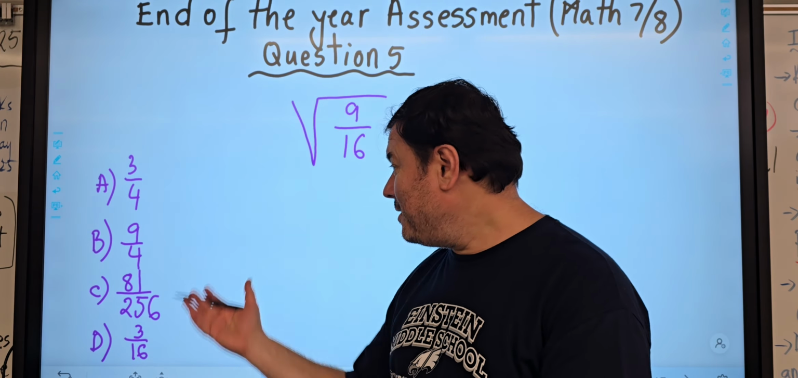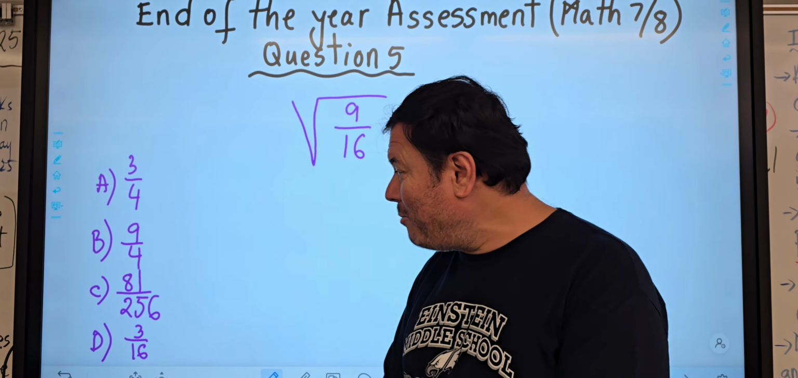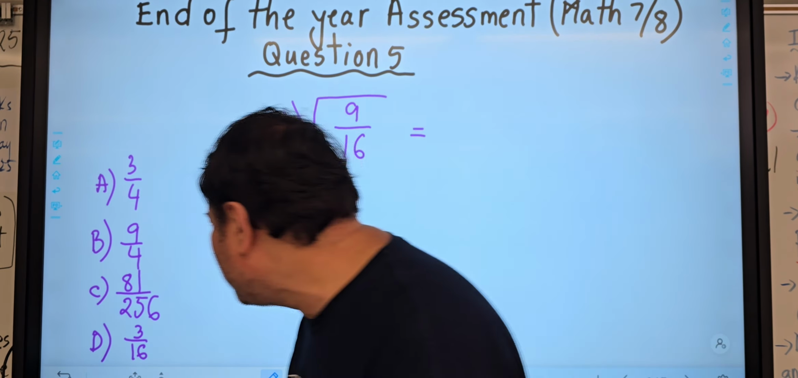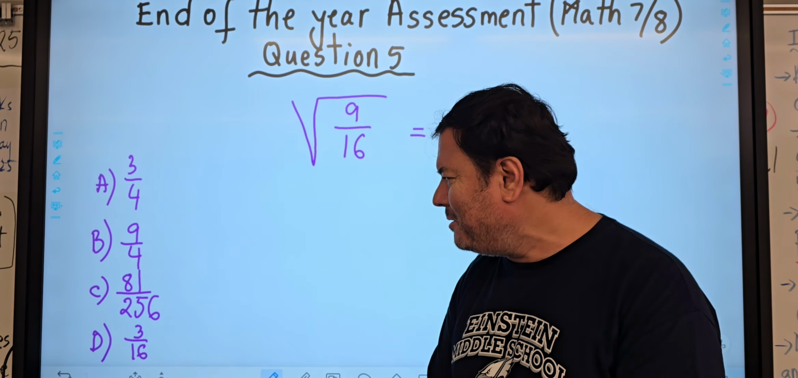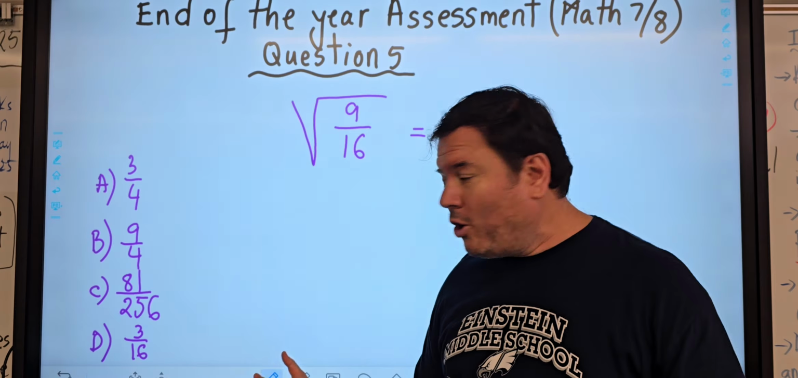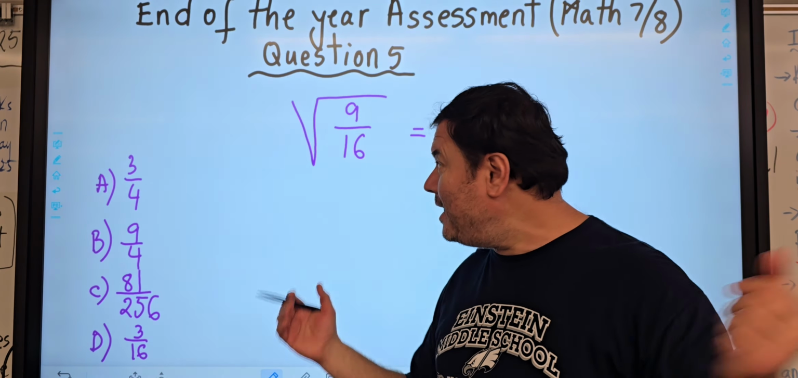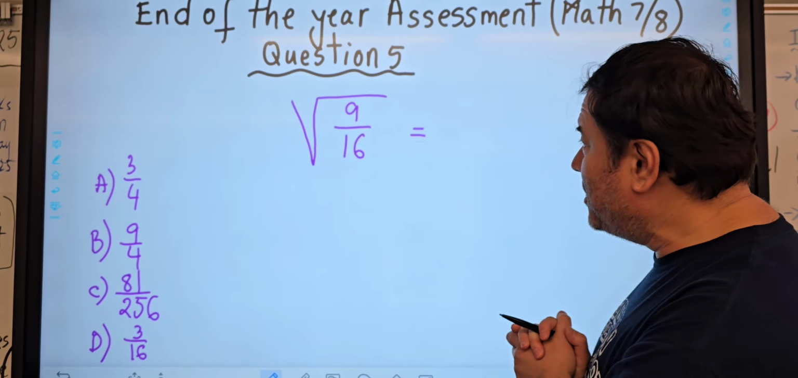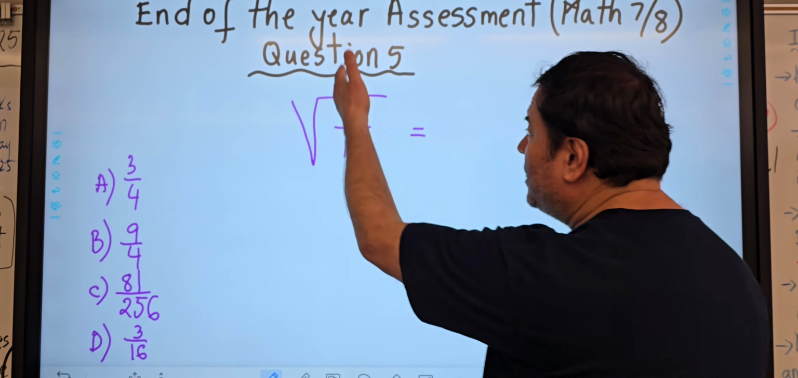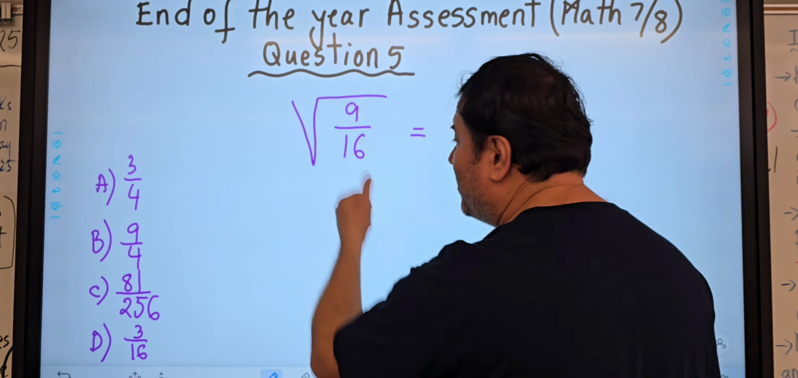We'll see. 9 over 4? I don't know. How about 81 over 256? Ooh, that's a big number right there. Big fraction. And then 3 over 16. Let's see if any of those would be one of the answers here. Okay, so let's take a look at the square root of 9 over 16.